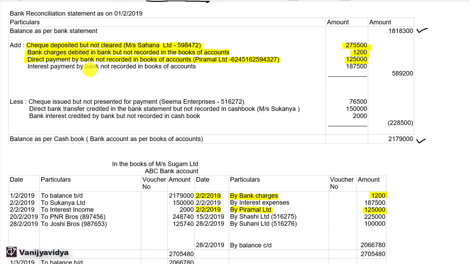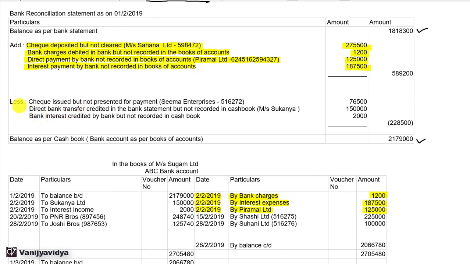Interest payment by bank not recorded in the books of accounts, 1,87,500. There was an interest payment which was appearing in the bank statement but not recorded in the books of accounts. Now let's see the credit side of our ABC bank account. So we have interest expense 1,87,500, which is recorded on 2nd Feb 2019. So this is also reconciled.